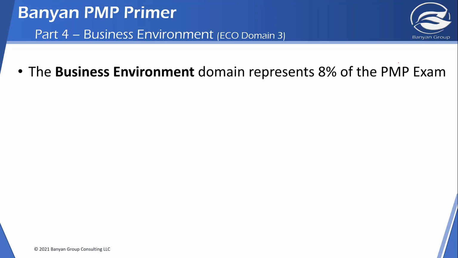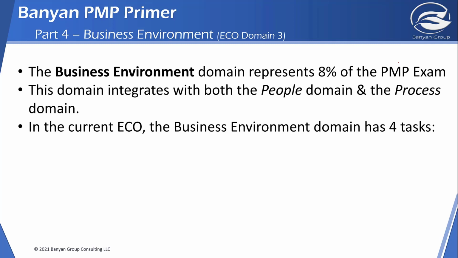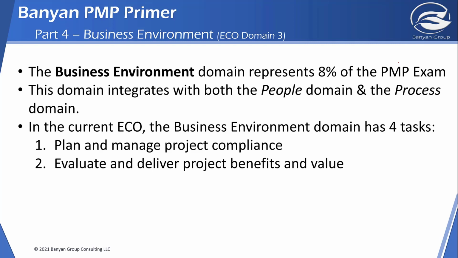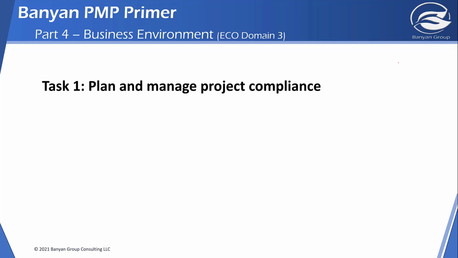The business environment domain represents 8% of the PMP exam. This domain integrates with both the people domain and the process domain. In the current exam content outline, the business environment domain has 4 tasks. Task 1, plan and manage project compliance. Task 2, evaluate and deliver project benefits and value. Task 3, evaluate and address external business environment changes for impact on scope. And Task 4, support organizational change.